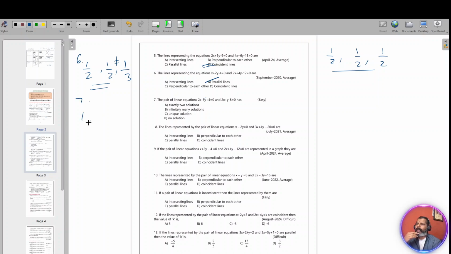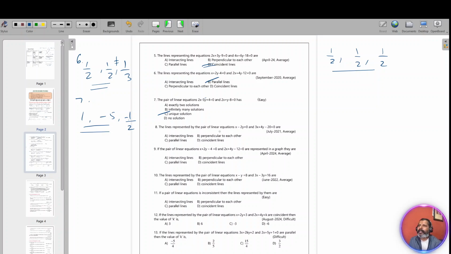2 by 2 is 1, minus 5 by 1 is minus 5, 4 by 8 is 1 by 2, and minus 1 by 2. So here the first two are not equal, so it has a unique solution or one solution. How do we get it quickly, sir? You have to practice many number of times until you become perfect in that table.